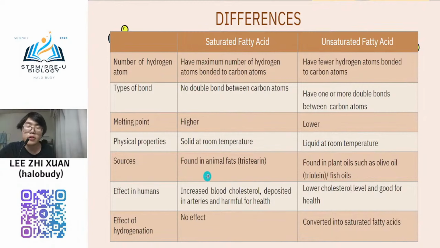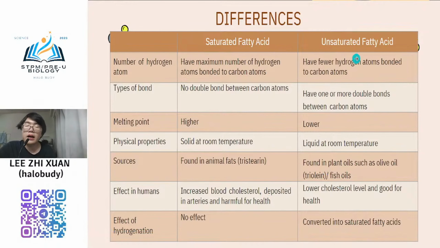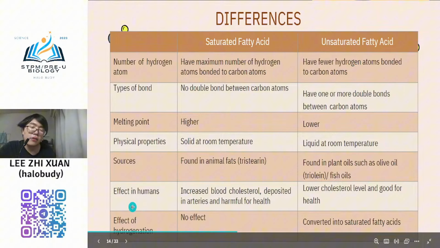As for sources, saturated is normally animal fat. Any kind of animal fat, including human, is normally saturated. But plant oil or fish oil is unsaturated, for example olive oil. Another point is the effect in humans.